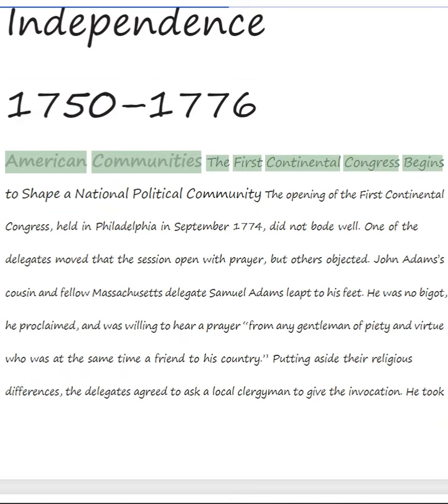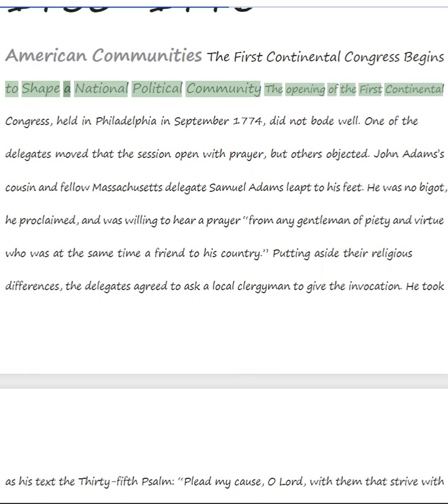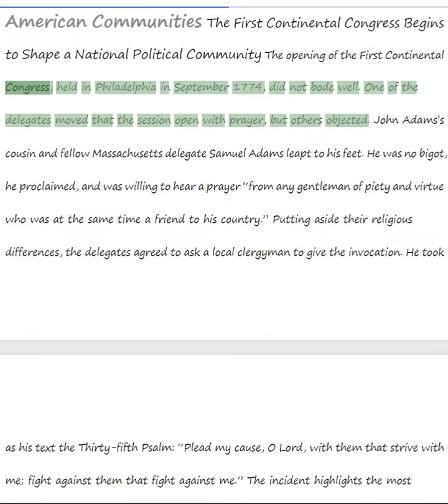1776. American Communities. The First Continental Congress begins. To shape a national political community. The opening of the First Continental Congress, held in Philadelphia in September 1774, did not bode well.